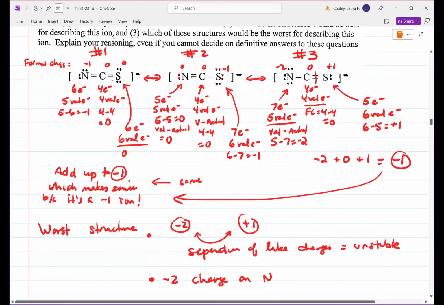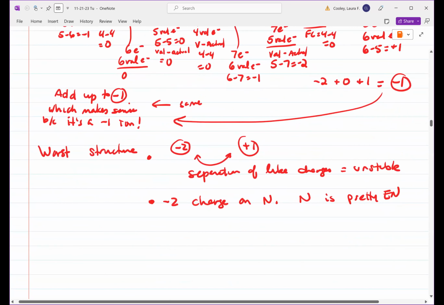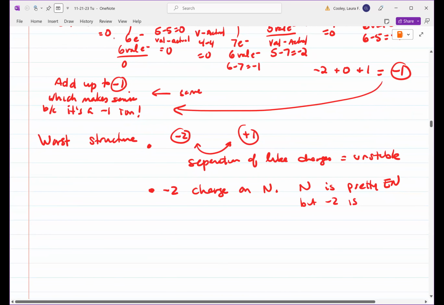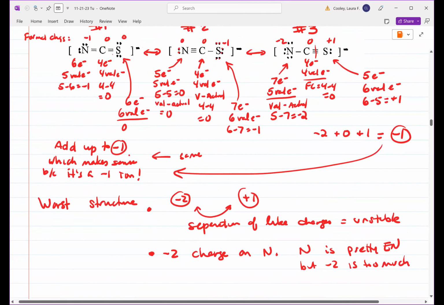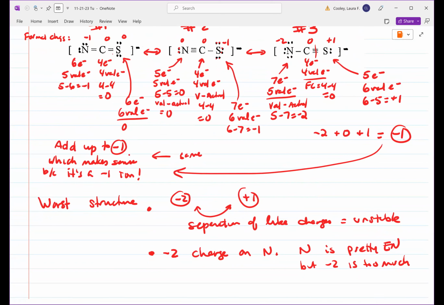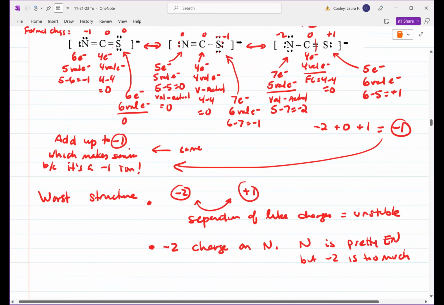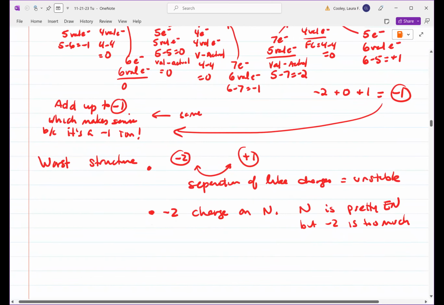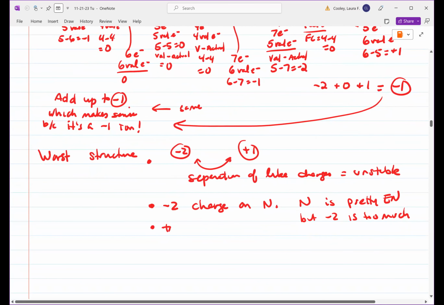-2 charge on nitrogen. So nitrogen is pretty electronegative, but it doesn't want a -2 charge. -2 is too much. -1 might have been okay, but -2, no. And then it also has a positive charge on sulfur, which is not very electronegative. So the positive charge isn't so much the problem as the negative charge. It's got a large formal charge. So there's too many charges there in general.